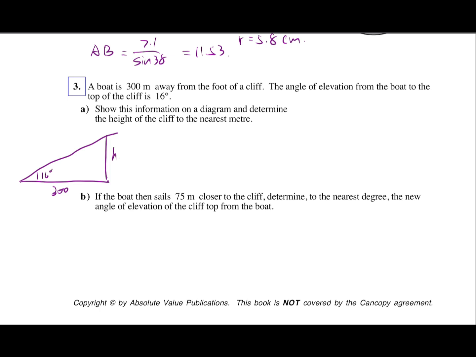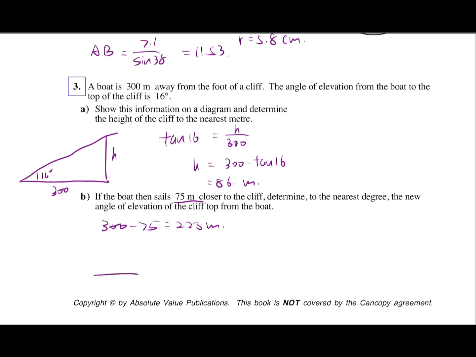Okay, so now it's very clear, so we just use tangent 16 equals height divided by 300, and then height equals 300 times tangent 16, so it is 86 meters. Okay, and now it is 75 closer, so 300 minus 75 is 225 meters.